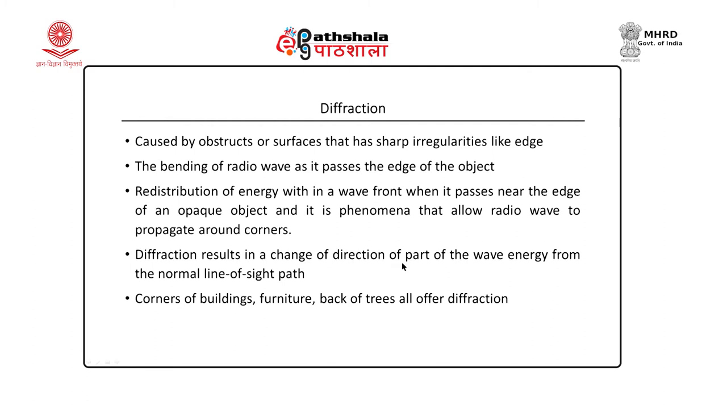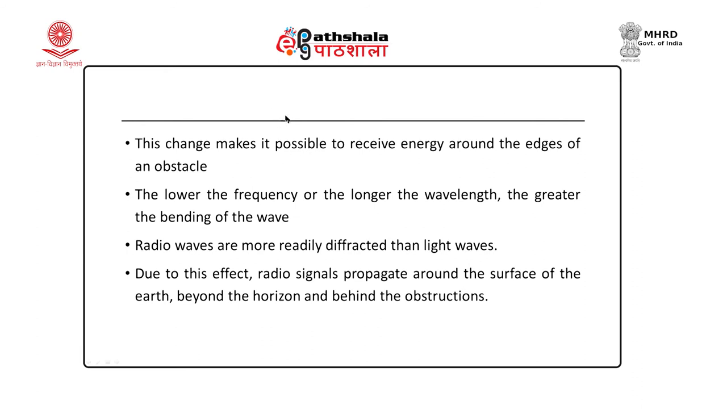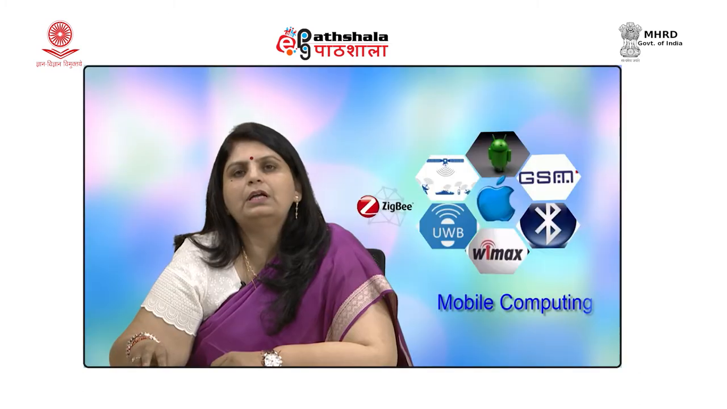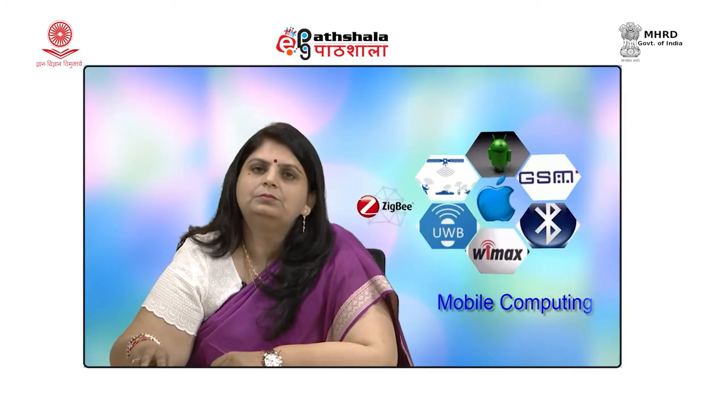Diffraction results in change of direction of part of the wave energy from the normal line of sight, and because of this, it is possible to receive energy around the edges of obstacles also. The lower the frequency or longer the wavelength, the greater the bending, and it is helpful. The wave can go across the object by just bending and then going to the receiver behind it. As I just said, the lower the frequency, the more the diffraction. Therefore, radio waves are diffracted more than microwaves.